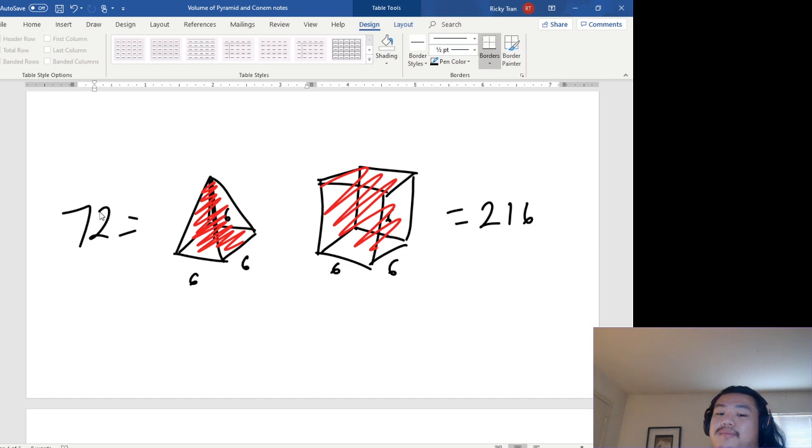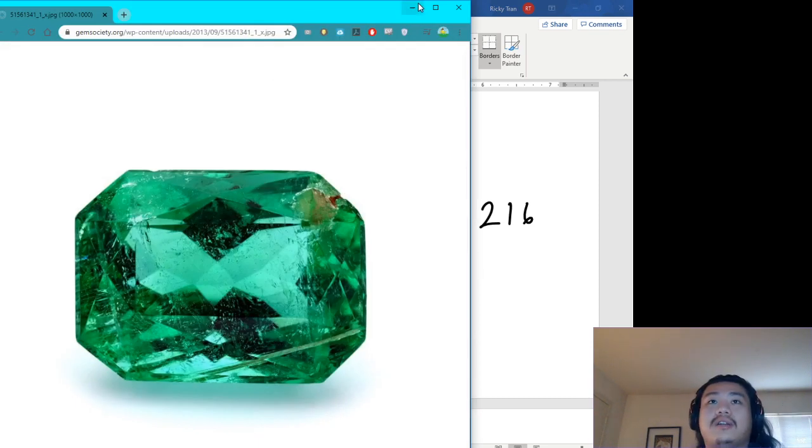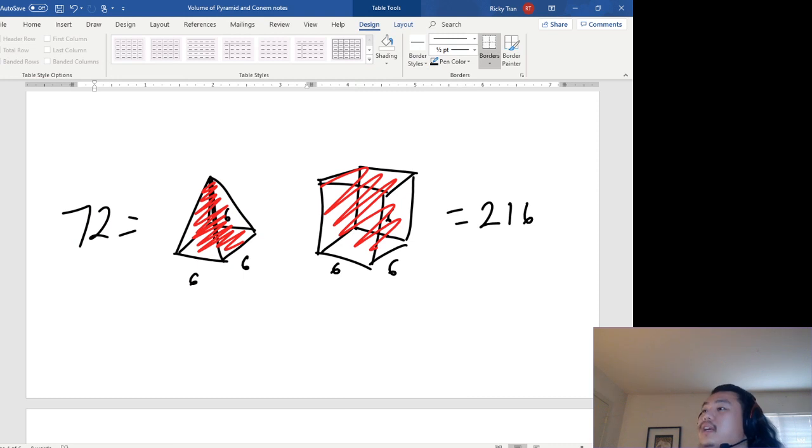Okay. Other than that, that's pretty much the entire lesson right there. So remember your exit ticket today is an emerald. All right, go and do that. And that will be the end of today's lesson.